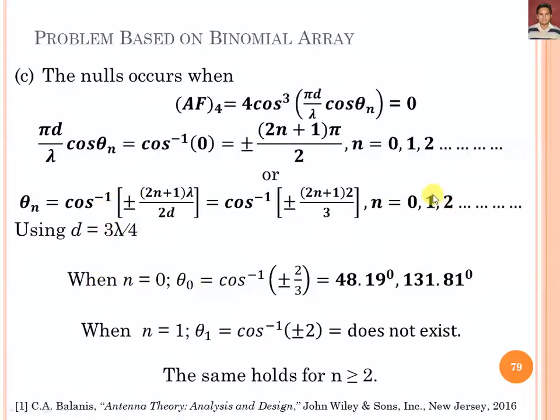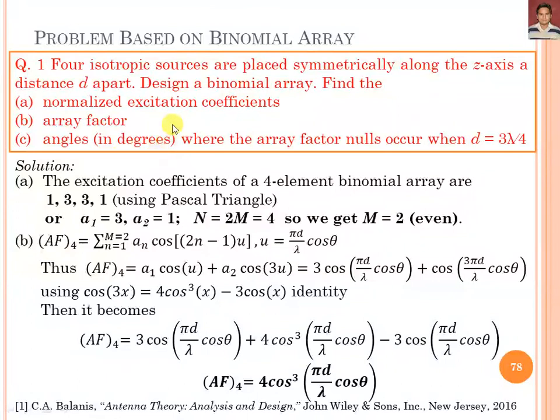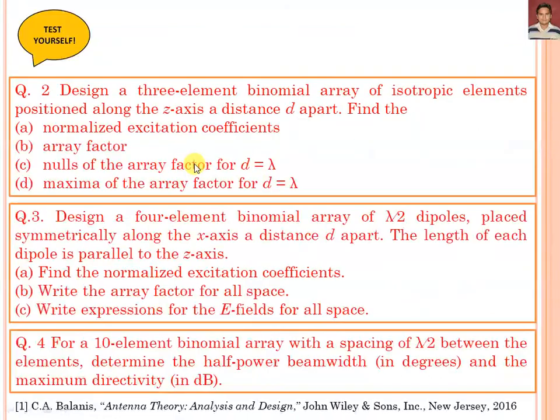When we take n equal to 0, we get cos inverse of plus minus 2 by 3, which gives 48.19 degrees and 131.81 degrees. Two nulls occur when n is equal to 0. When n is equal to 1, theta 1 is equal to cos inverse of plus minus 2, which does not exist. Similarly, for higher values of n the same holds, for n greater than 2. So we can calculate the null amplitude coefficient and array factor for the binomial array.